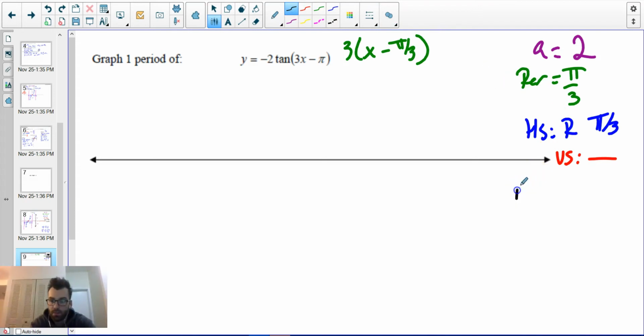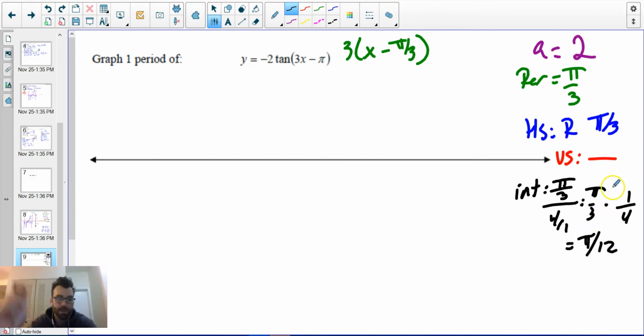Interval, pi over 3 over 4. Remember, this is pi over 3 times 4 over 1, divide by a fraction, multiply by the reciprocal, so I get pi over 12. Hopefully we're getting better at that. And there's a negative out in front, so there's a flip.